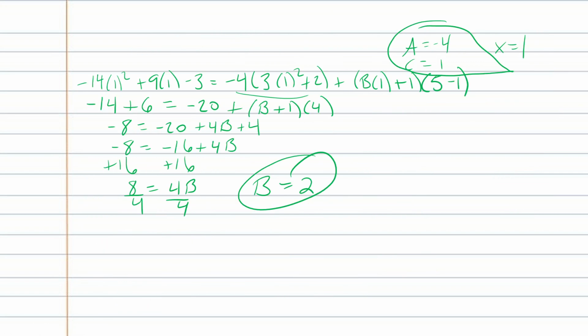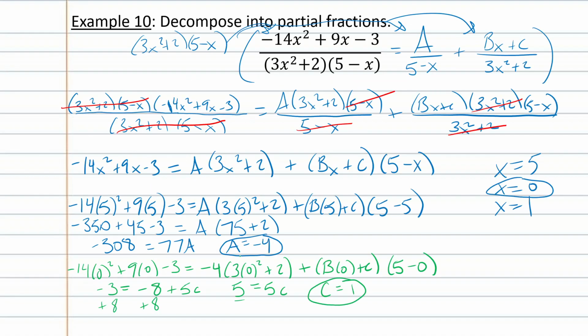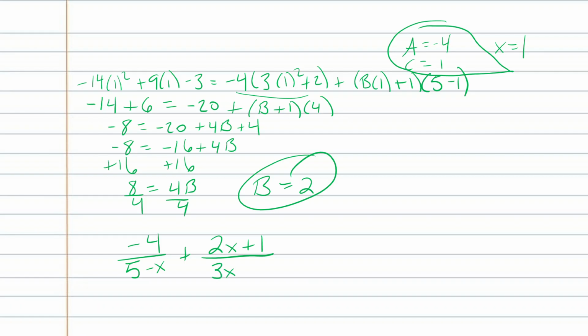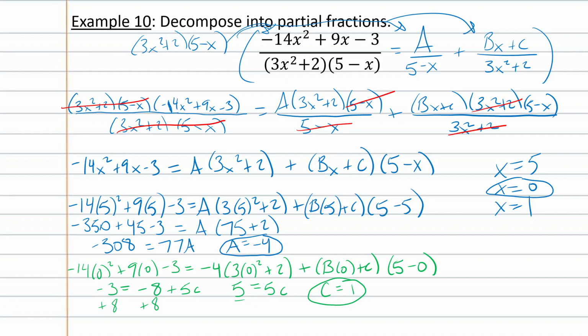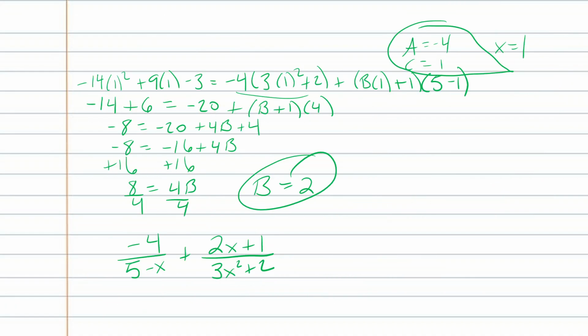So a, which is negative 4, over 5 minus x plus bx plus c, so 2x plus 1, all over 3x squared plus 2. So all I did was take the partial fraction area here, plug in the a, b, and c, and we have our final answer right there for the partial fraction decomposition of our initial equation. And that completes part 2 of partial fractions.